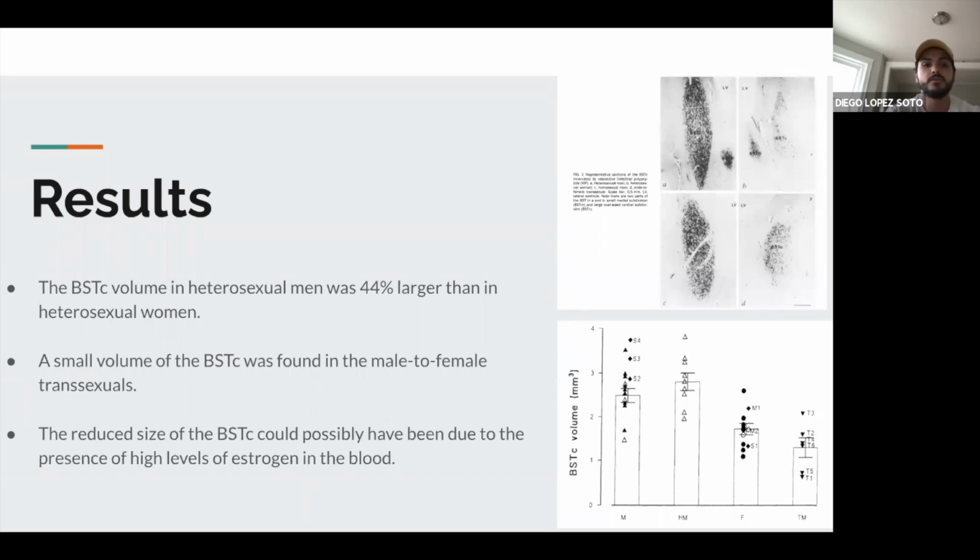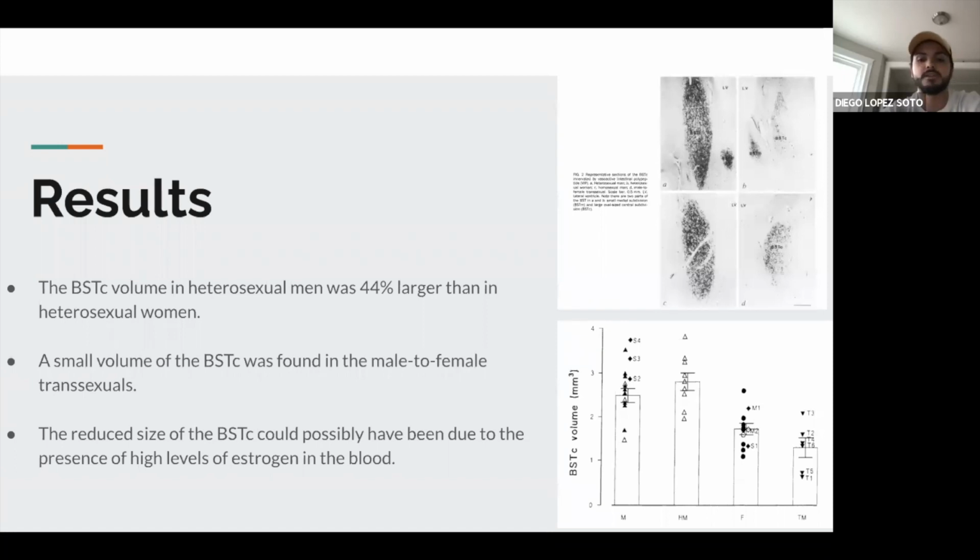And a small volume of the BSTC was found in male to female transsexuals. Its size was only 52% of that found in the reference males and 46% of the BST of the homosexual males. As all the transsexuals have been treated with oestrogens, the reduced size of the BSTC could possibly have been due to the presence of high levels of estrogen in the blood.